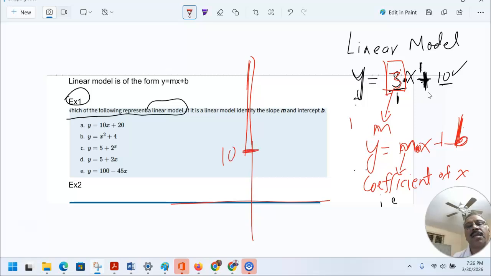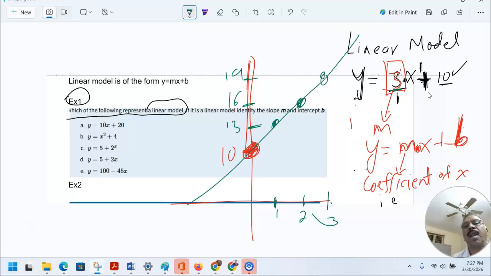Let's say this is the 10, like this. So 10 is the down payment, and then you go on paying $3. That means if you use one ride, it becomes 13. If you use two rides, your total will be 16 because you're paying $3 more. If it is 3 rides, then it will be 19. You can clearly see what's happening, and it is like drawing a line.